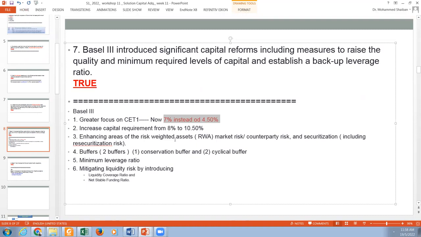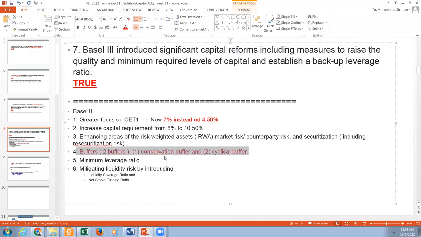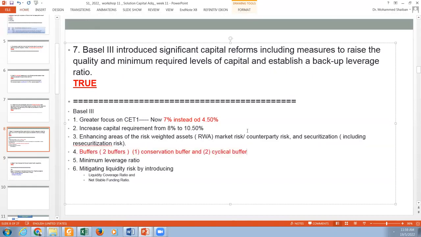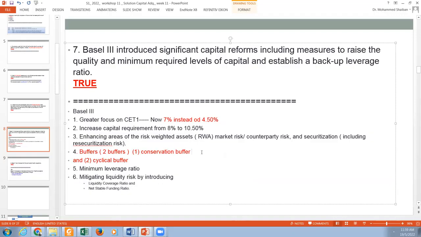They enhanced the area of the risk weights and changed it for so many items. And the most important thing, actually, they provide 2 buffers. We didn't have them before. According to the slides, we call them the conservation buffer and the cyclical buffer. The conservation buffer we use all the time, and it is already included in the ratios in the 10.5%. The cyclical buffer only regulators will introduce.